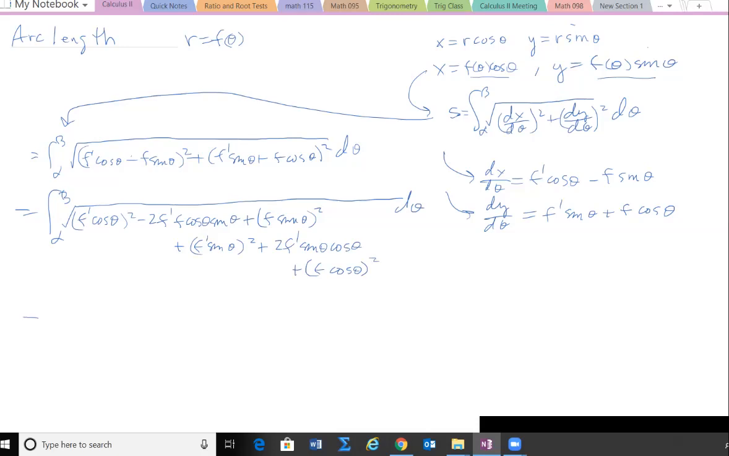Okay, so then you notice a couple things happen here. If you notice, you can have f prime cosine squared, and you can have f prime sine squared over here being added. So that's just an f prime squared. Okay, sine squared plus cosine squared is 1. Then you also have f sine squared and f cosine squared. That will just reduce to an f squared. These two terms, this one and this one, are opposites, so they're gone. So I don't need all of that.